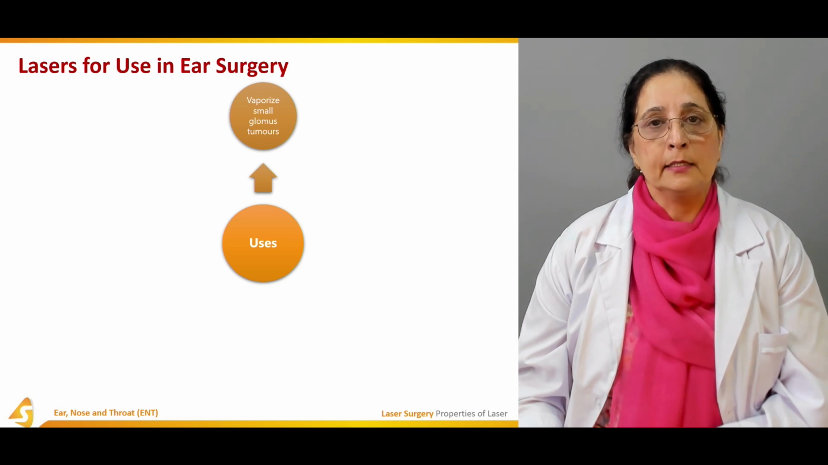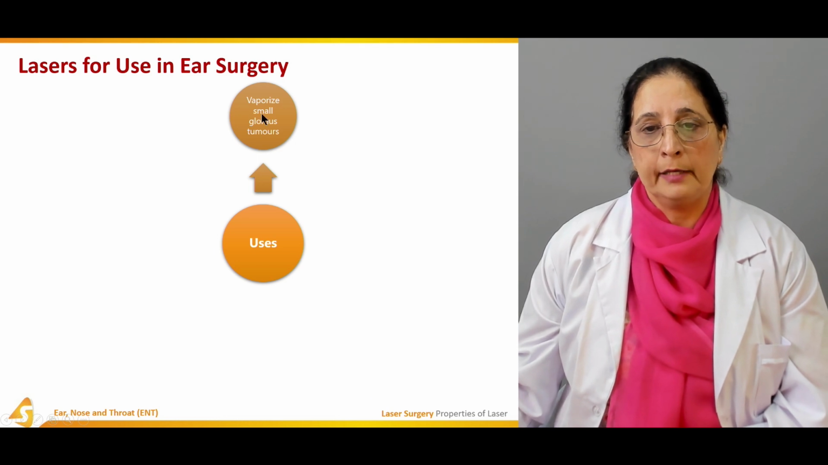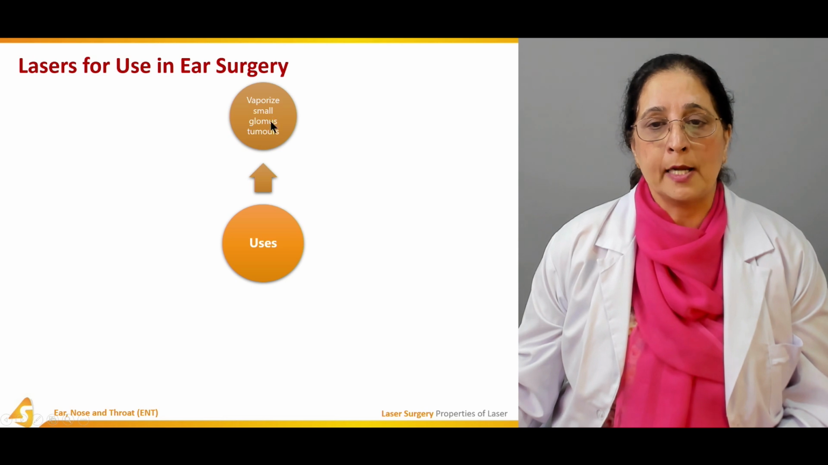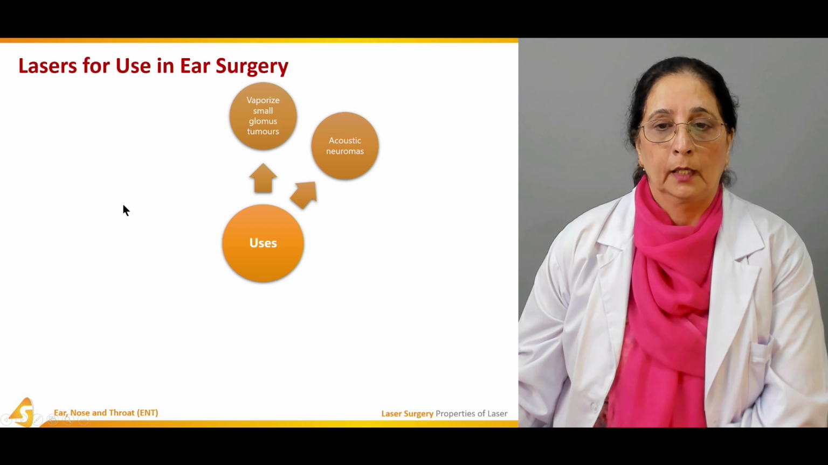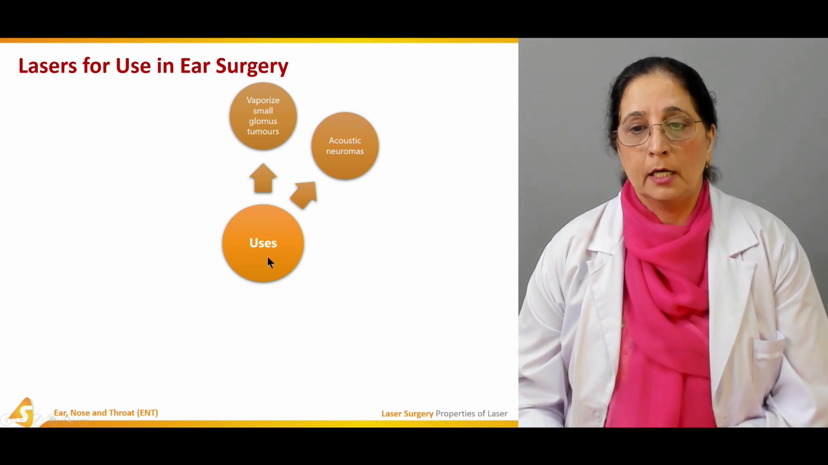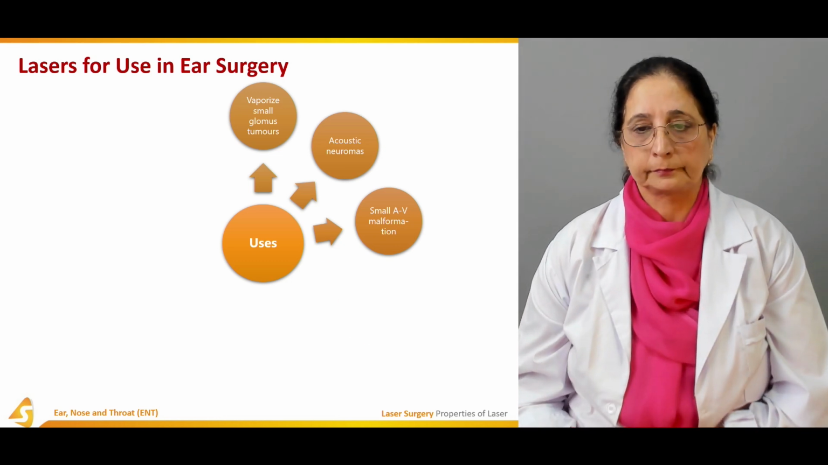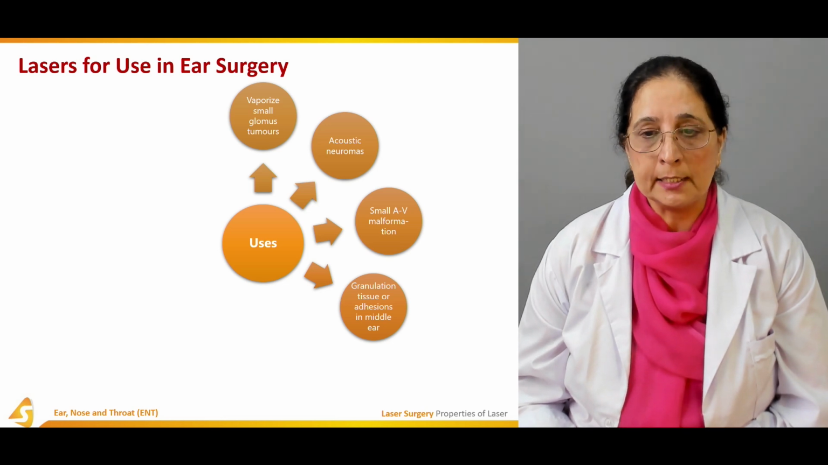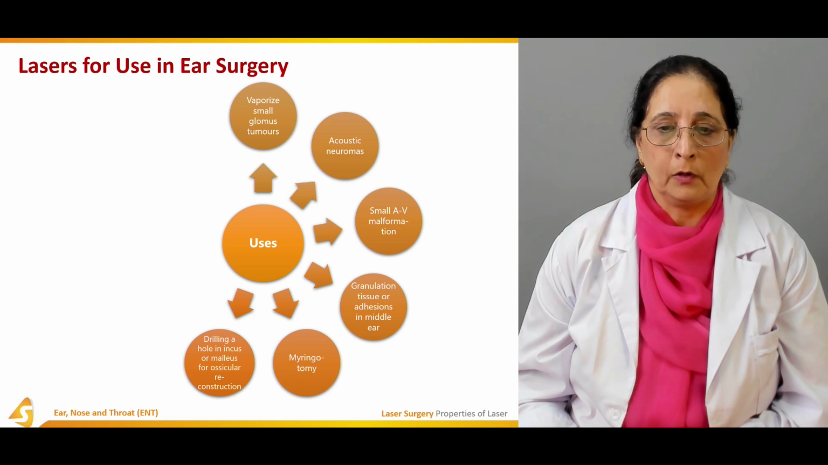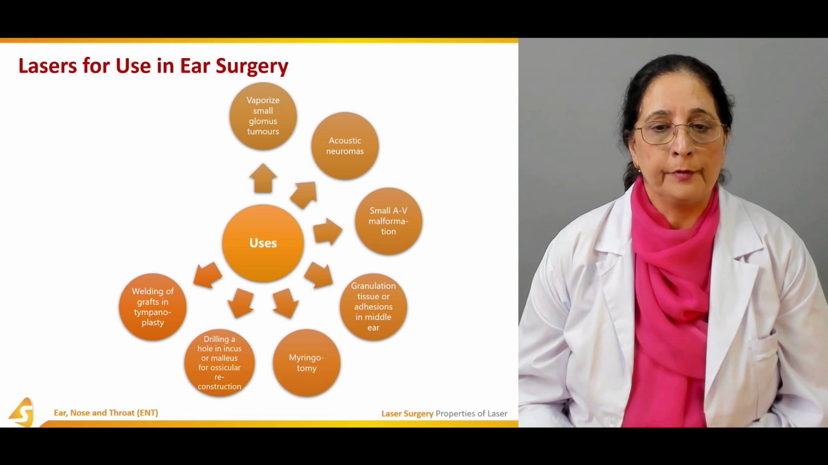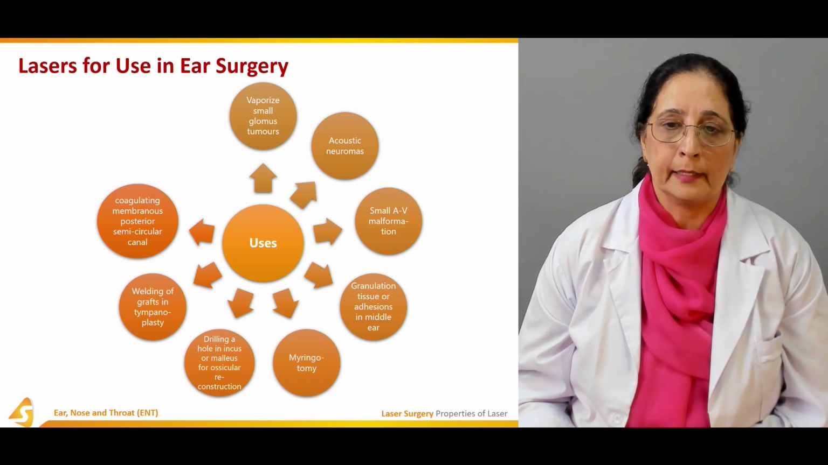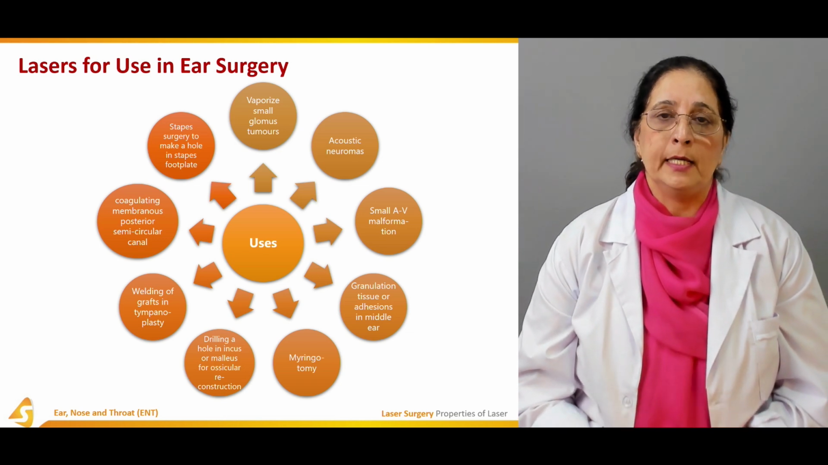Uses of the lasers in ear surgery: for what purposes can we use the laser in the ear surgery? For vaporizing small glomus tumors. Then acoustic neuromas are usually also treated by lasers. Small AV malformations, granulation tissue or adhesions in the middle ear, myringotomy, drilling a hole in the incus or malleus for ossicular reconstruction, welding of grafts in tympanoplasty, coagulating the membranous posterior semicircular canal, and stapes surgery to make a hole in the stapes footplate.